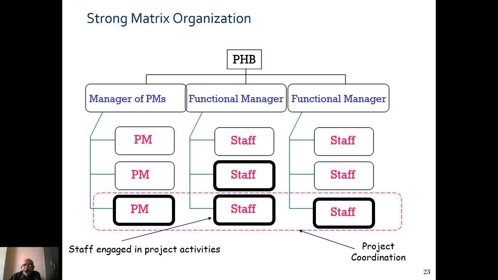And in case of strong matrix, you have project managers, that is, you will have a manager of managers. Now, you should not term this a meta project manager. Do not term it a meta project manager. It's a manager of project managers, right? That is, a cricket team has got players and there is a captain, right? And there is a vice captain. Everybody cannot be captain and vice captain, okay?